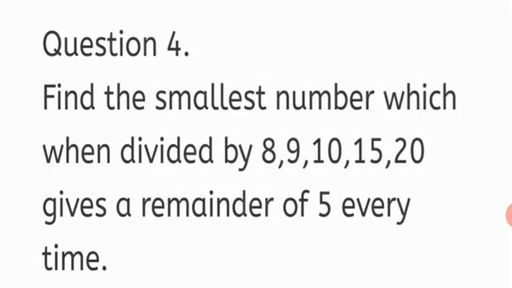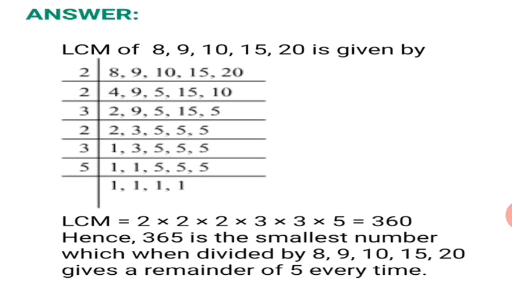So let's do this. Question 4. LCM of 8, 9, 10, 15, 20 is given by, see the factors on the left side, 2 into 2 into 3 into 2 into 3 into 5. All these are the factors obtained after we factorize these numbers. Okay, it's very simple. You have already learned it. Even numbers are divisible by 2, then further by 3, then again by 2, 3, 5. Okay, so the answer you got is 360.